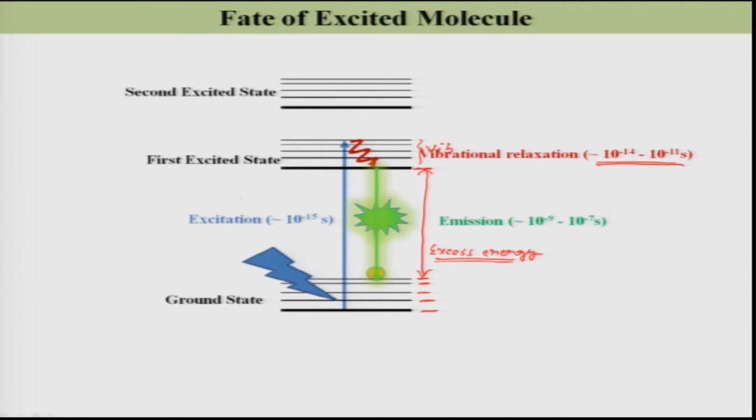While exciting, you are using light whose energy is proportional to this from here to here, that is for your excitation. For emission you are getting light having energy this much, and this process usually takes place in the nanosecond time region. Eventually this molecule will come back from the excited state to the ground state, and the molecule will spend some time in the excited state.